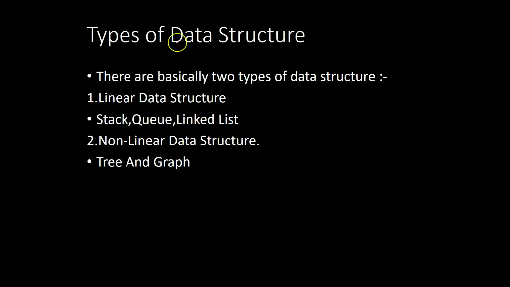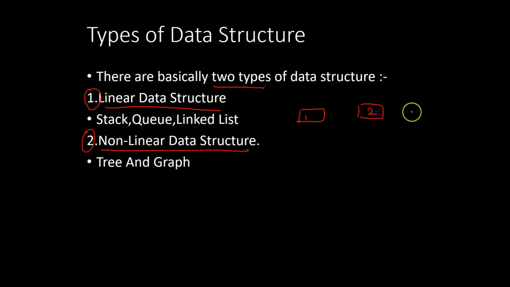Moving to the next one, the types of data structure. Of course, we have talked about some of the data structures, but these can be broadly classified into two types: one, linear data structure, and the other, non-linear data structure. So let's say I have five numbers: 1, 2, 3, 4, and 5. Now how can I store them? I can store them linearly, that means one after the other.